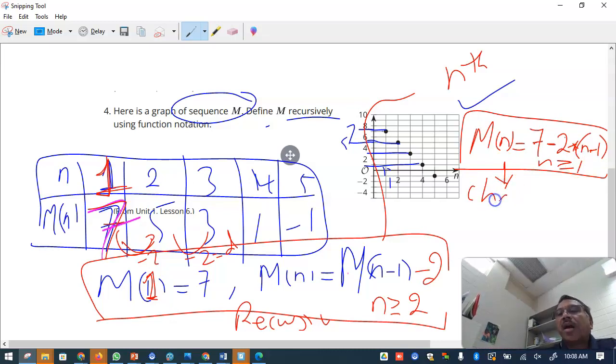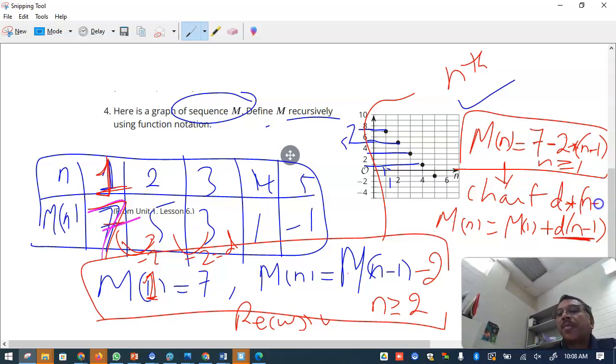Or you can use the short formula that I say: m of n is always m of the first one plus d times n minus 1. Now this doesn't mean you're substituting n minus 1. This means d is multiplied by the previous step. That's what it is. Okay, hope that takes care. Let's do the next one.